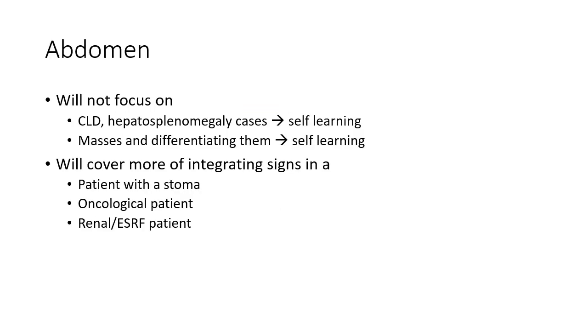So chronic liver disease, hepatosplenomegaly, as well as different types of intra-abdominal masses are actually routinely taught in most medical schools, so we will not belabor the point here. There are some slight differences in terms of examining a patient with, let's say, a stoma, or a patient with an oncological condition, or end-stage renal failure. There are certain signs that may be less commonly well taught in school, or perhaps taught only indirectly.